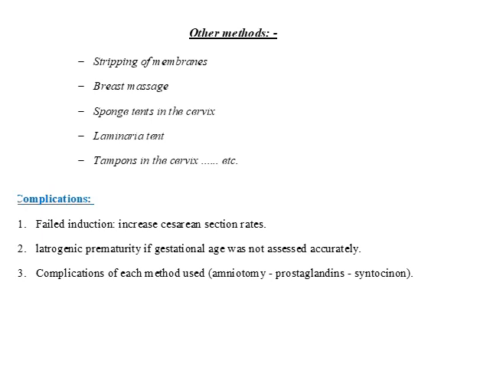Other methods: stripping of membrane, breast massage, sponge tent in the cervix, laminaria tent, tampon in the cervix, and so on. Complication: failed induction. This increases cesarean section rates, and causes iatrogenic prematurity if gestational age was not assessed accurately. Complications of each method used, like amniotomy, prostaglandin, syntocinon.